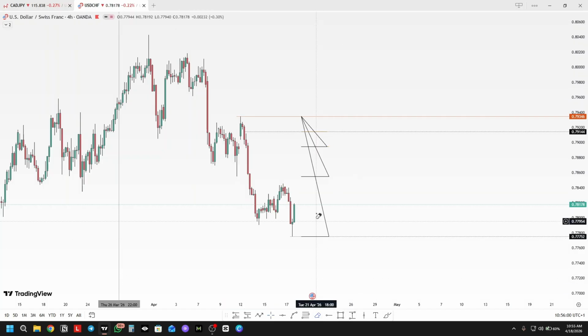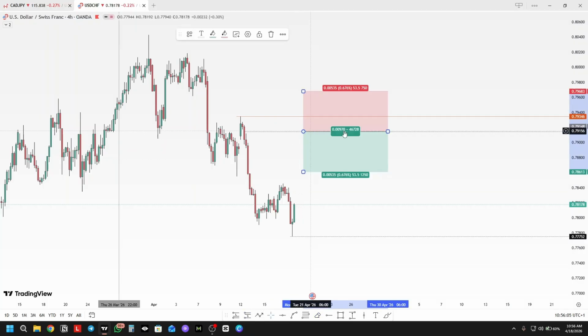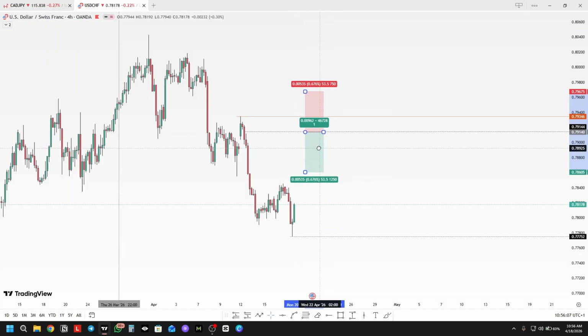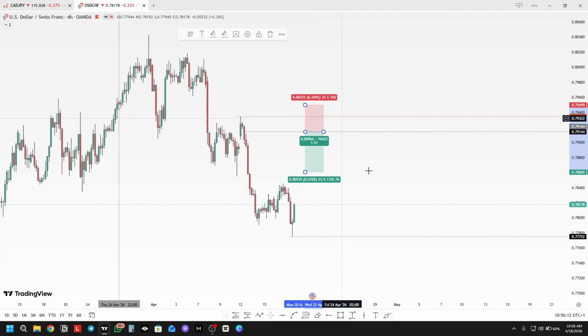So the next thing on our list is to put our sell tool here. Our sell tool. We place our stop loss above the invalidation line. Let's give it like 35 pips. Then 1:2.